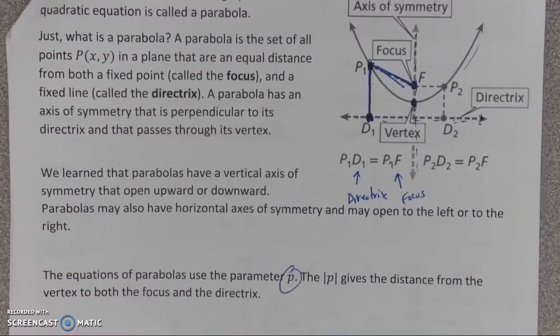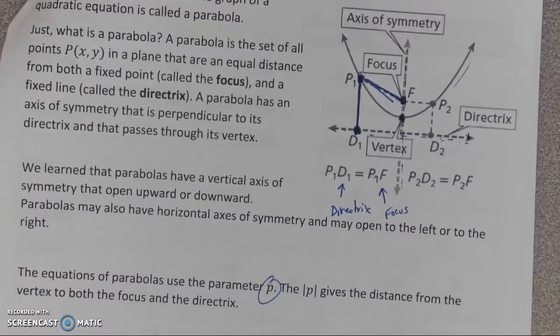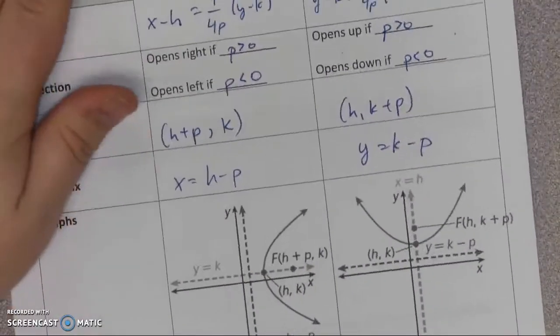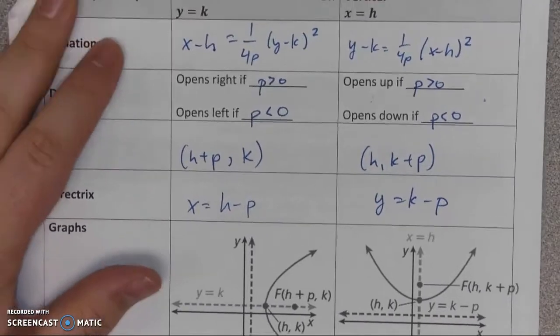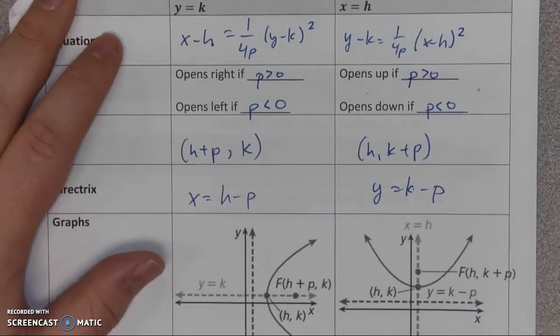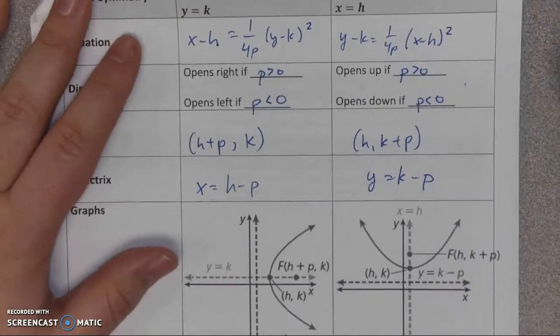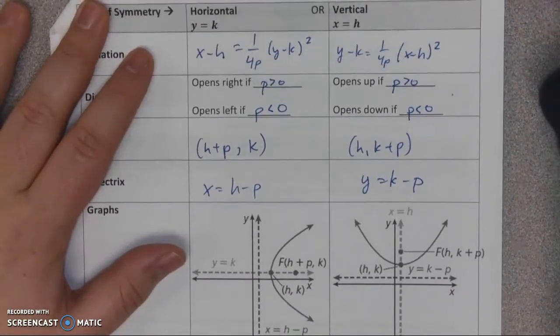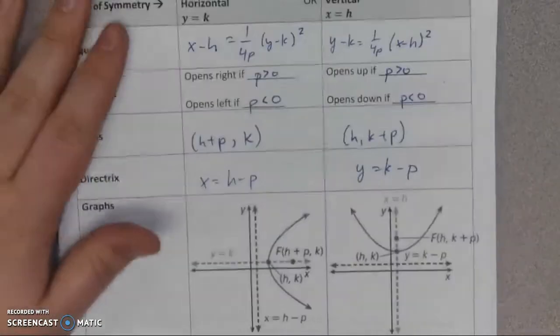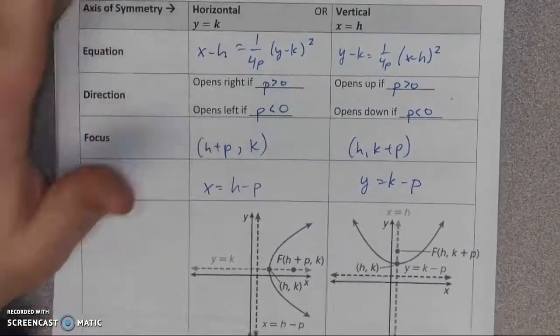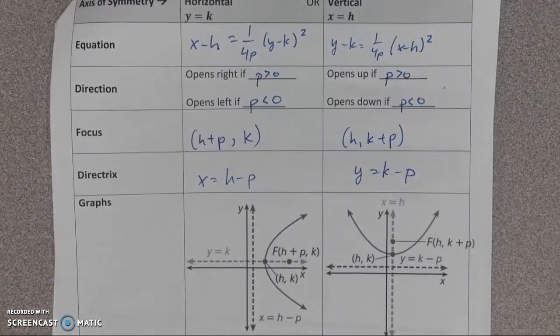Before we do it, let's go ahead and look at finding the equations of parabolas. A parabola will have one of the following forms. You will want to copy this down. A parabola will either be horizontal or vertical, much like ellipses and hyperbolas could be horizontal or vertical. Same is true for parabolas. The equation, direction, focus, directrix, and the graphs are given for you. Just make sure you copy these down. So you may want to pause the video to do that.